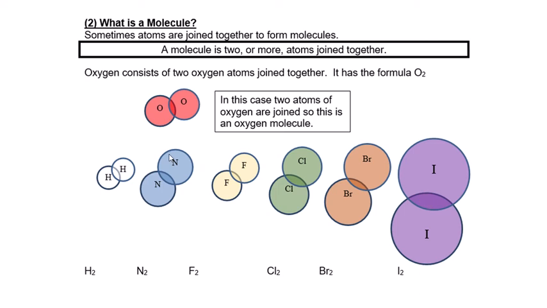Now, molecules are different from atoms. Remember, atoms couldn't be made any simpler. They were the smallest parts of elements, so they couldn't be made any smaller. But a molecule is two of them joined together. So single atoms are called atoms, and then when you join two or more of them together, they become molecules.